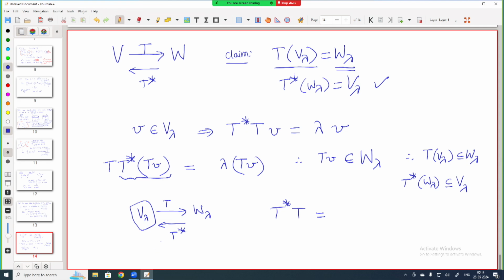It will be lambda times identity, right, because you just apply, you take a vector V in V lambda, you go along T, you come back along T star. So, what is T star TV? Well, V was an eigenvector for exactly this operator, for T star T, by definition. So, in fact, T star T is lambda times identity on V lambda. Likewise, T star T will be lambda times identity on W lambda, the other space.